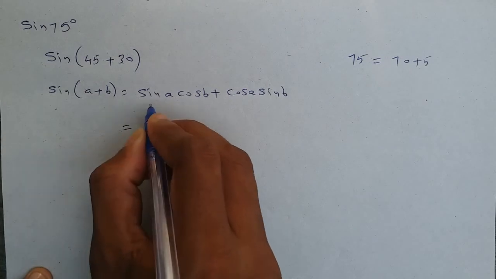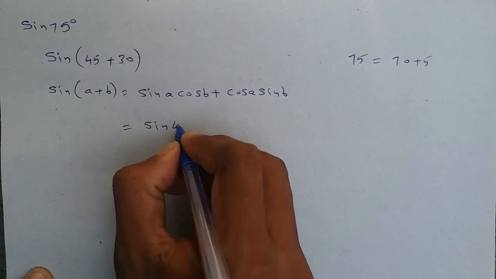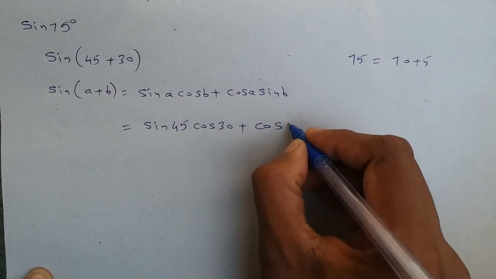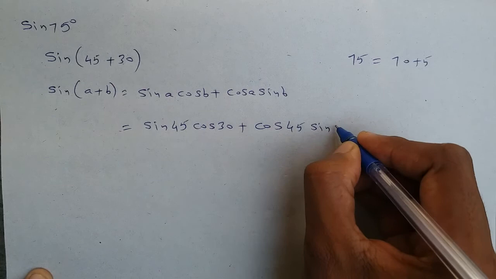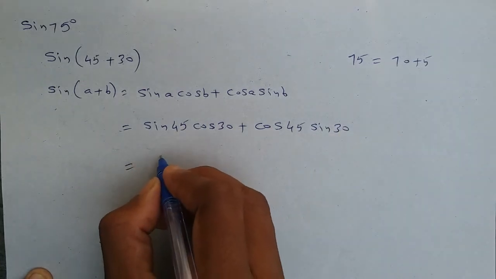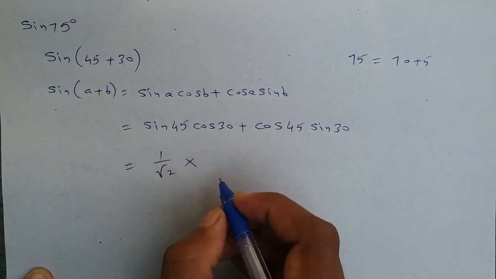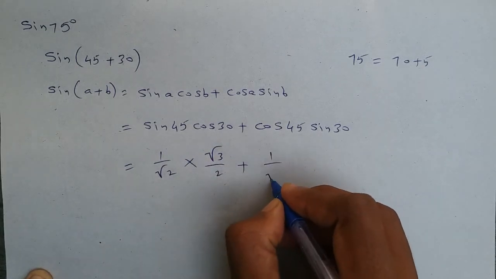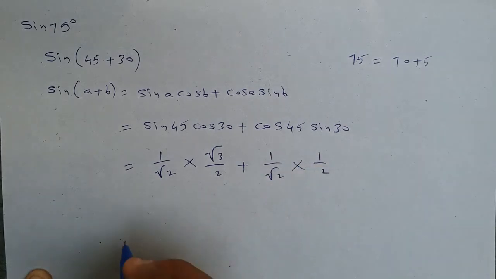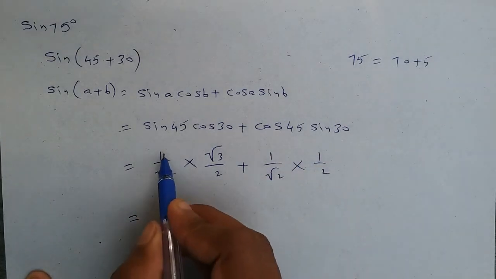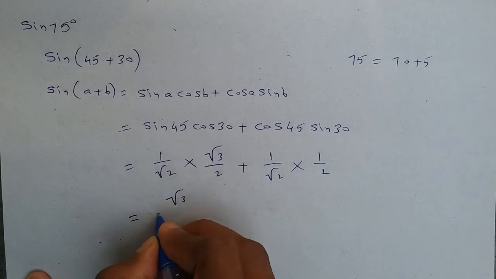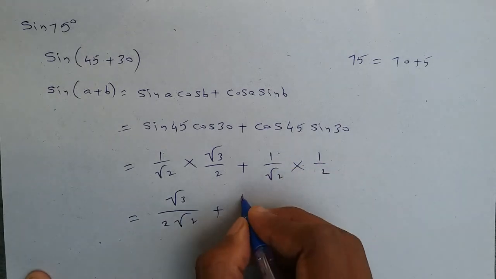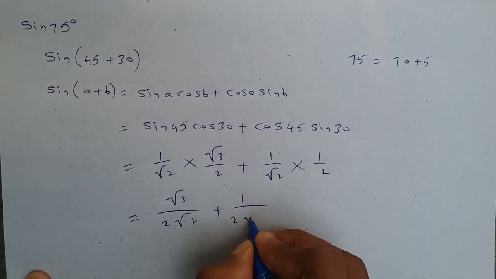Now let us substitute. Sine a is sine 45, cos b is cos 30, plus cos a is cos 45 into sine 30. Sine 45 is 1 by root 2 into cos 30, root 3 by 2, plus cos 45, 1 by root 2, into sine 30, 1 by 2. If we do multiplication, 1 into root 3 divided by 2 into root 2, root 2, plus 1 into 1, 1, root 2 into 2, 2 root 2.